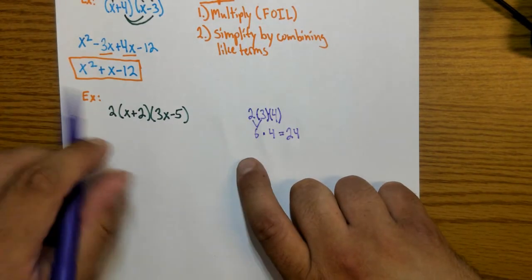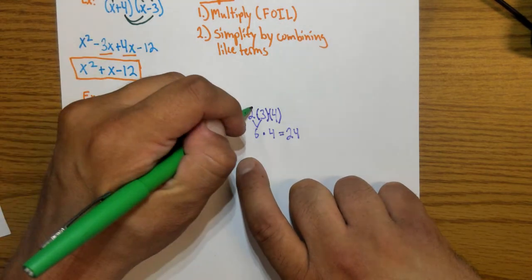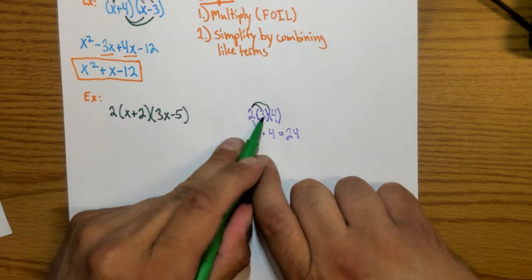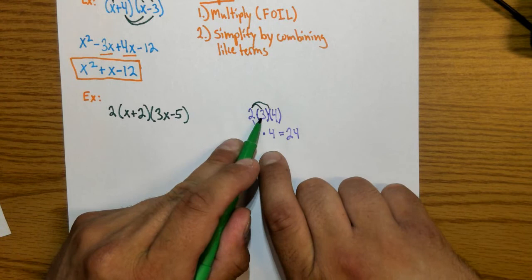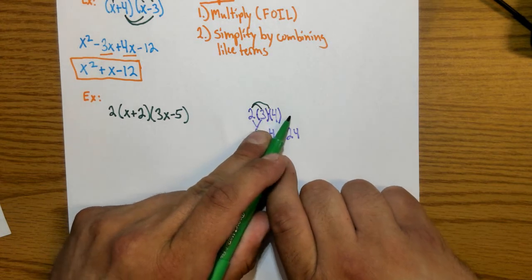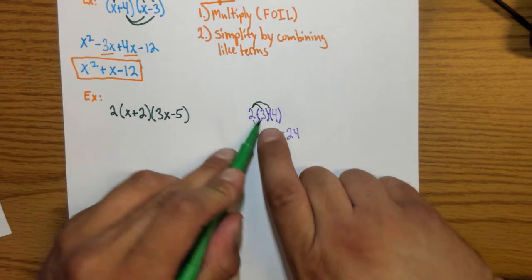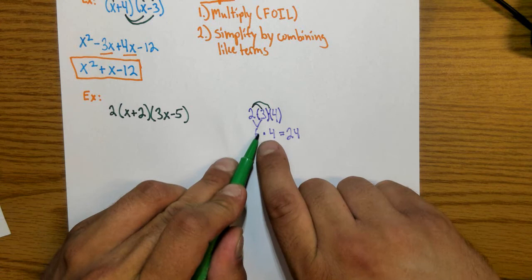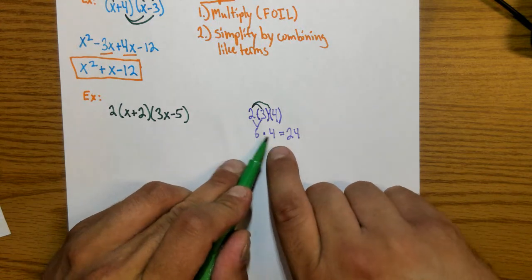What we don't do is we don't distribute this 2 to both of these, right? We don't say 2 times 3 is 6, 2 times 4 is 8, 6 times 8 is what, 48? We do not do that. We only multiply 2 terms together at one time. 2 times 3 we multiplied, then bring down the 4, just like that.